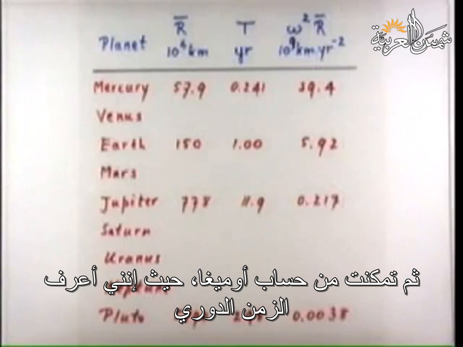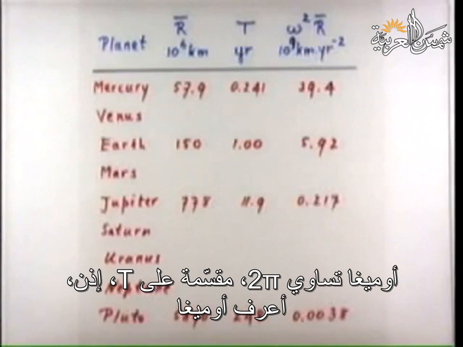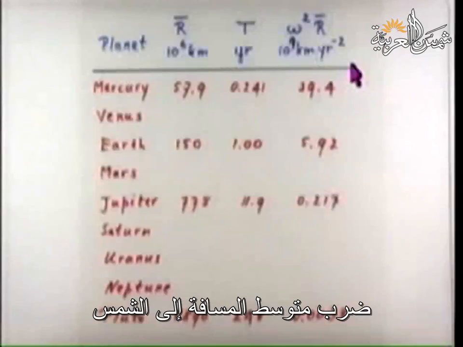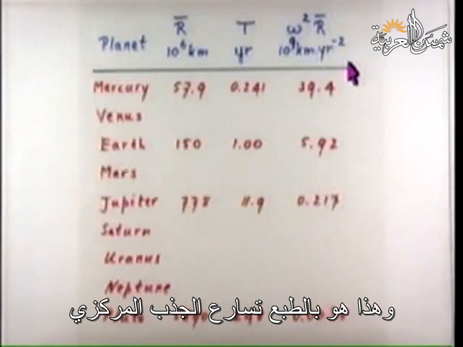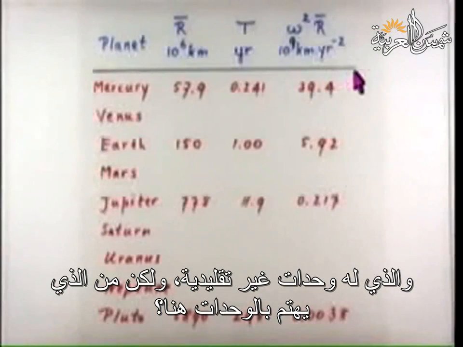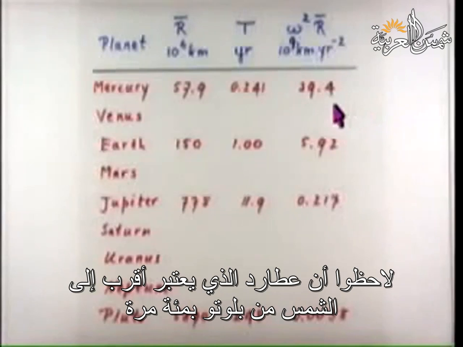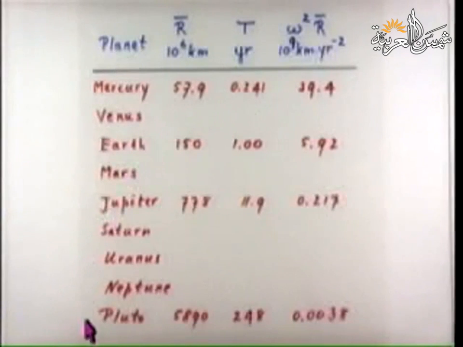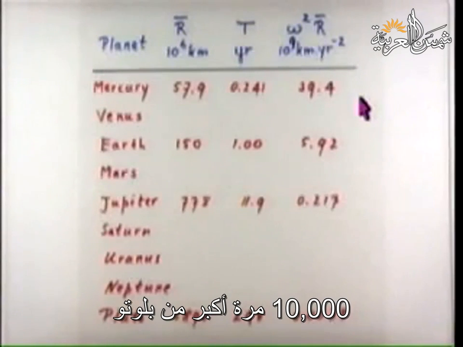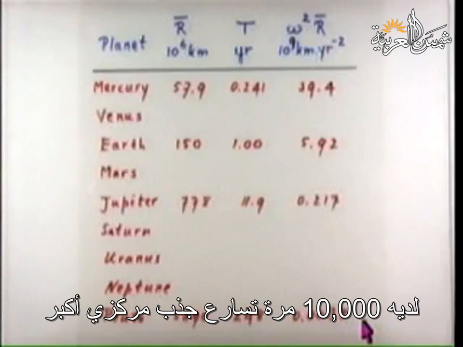Then, since I know the periods, I can calculate omega. Omega is 2 pi divided by T, so I know omega. And then I take omega squared times the mean distance to the Sun, and this is, of course, the centripetal acceleration. So the planets experience this centripetal acceleration in some crazy units, but who cares about the units here? And notice that Mercury, which is 100 times closer than Pluto, has a centripetal acceleration which is 10,000 times larger than Pluto. 100 times closer has a 10,000 times larger centripetal acceleration.